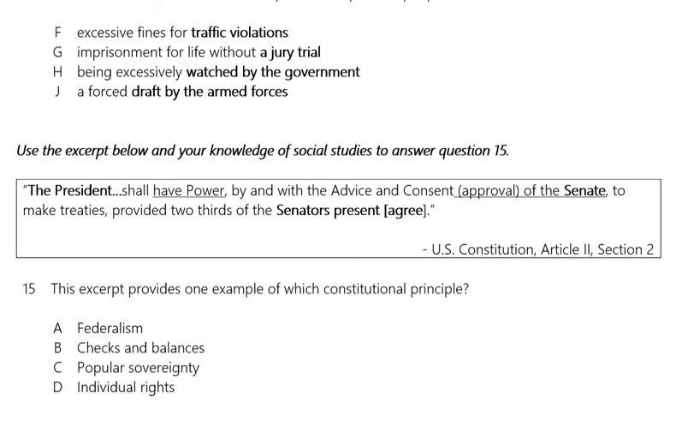Question number 15. Use the excerpt below and your knowledge of social studies to answer question 15. The President shall have power, with the advice and consent, approval, of the Senate, to make treaties, provided 2/3 of the senators present agree. U.S. Constitution, Article 2, Section 2. This excerpt provides one example of which constitutional principle?